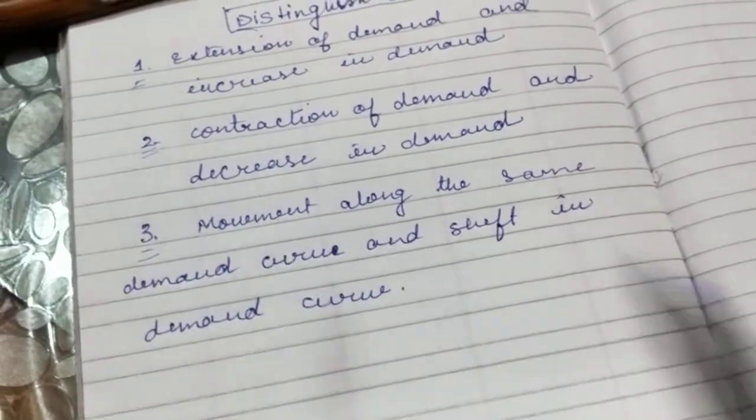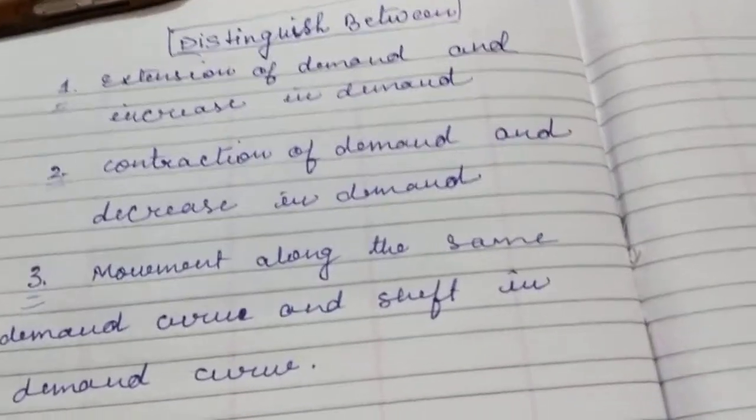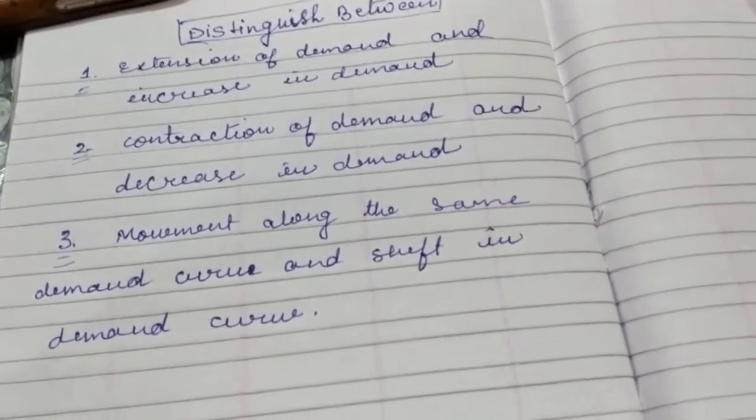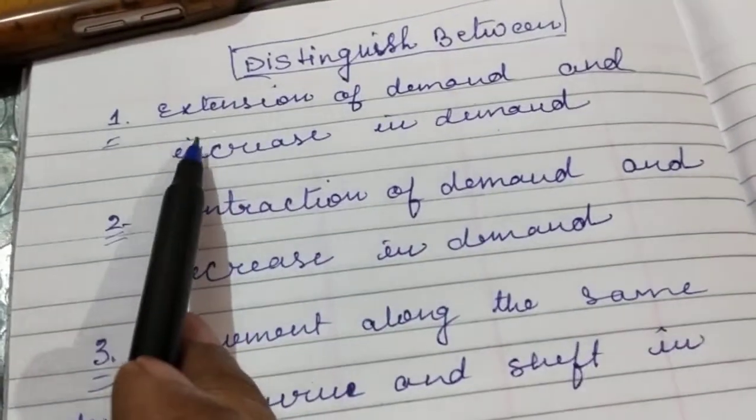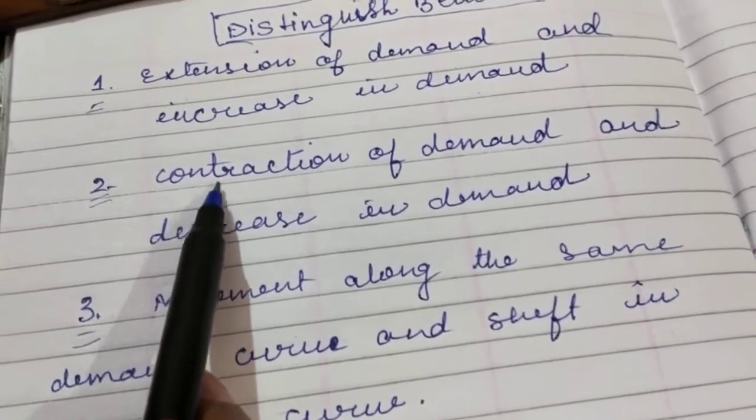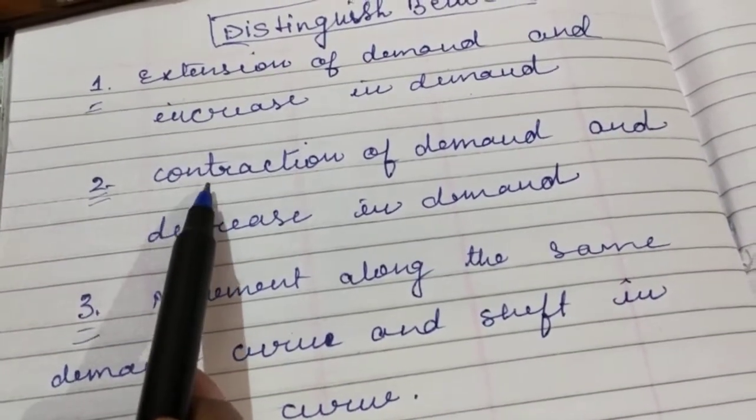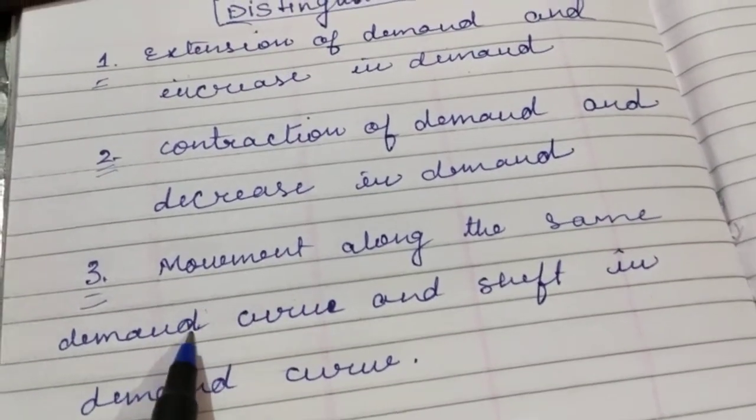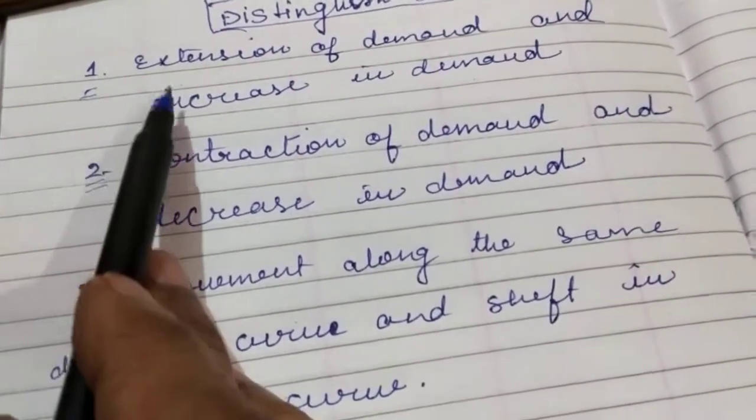Is it clear? We have to complete the distinguish between of these three topics, and then your chapter will complete. All right, so I'm going to explain distinguish between extension and increase, and then contraction and decrease will be your homework that you will do, and movement along the same and shift also I'll give you. Is it clear? So let us start with the first one.